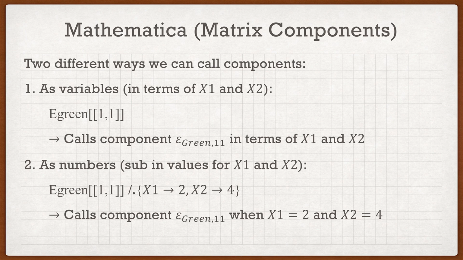So the formulation is the exact same, where I go E green 1, 1, and then I do a backslash dot. And what this means is basically, in Mathematica words, "when." So I say I want my green strain component 1, 1, when x1 is 2 and x2 is 4. All you're going to have to do is say x1, and then you do a little arrow, and you can define what it is. In this case, I want x1 equal to 2 and x2 equal to 4. So this calls the component 1, 1 of the green strain matrix when x1 is equal to 2 and x2 is equal to 4. So this basically answers all the questions from before.